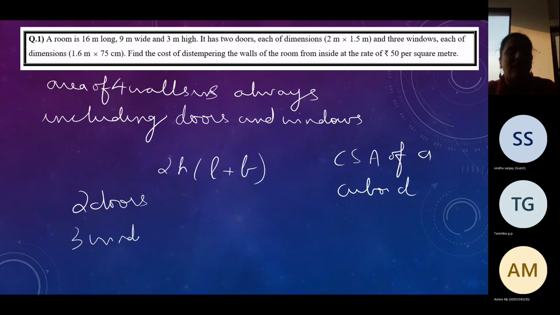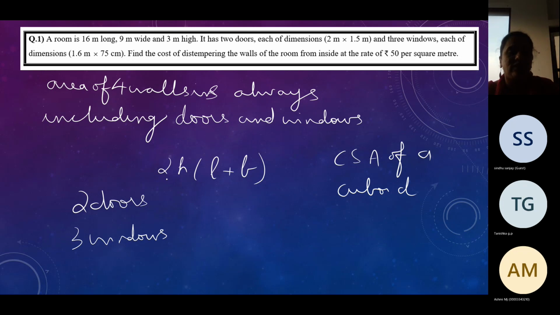The doors and windows are flat surfaces. The door is a cuboid, but the surface of the door is a rectangle. If you look at the door, it is a cuboid, but the space it occupies on the wall is only a rectangular portion on the wall. So the formula to find the area of the doors and windows will be L into B. So find the area of 2 doors and 3 windows.